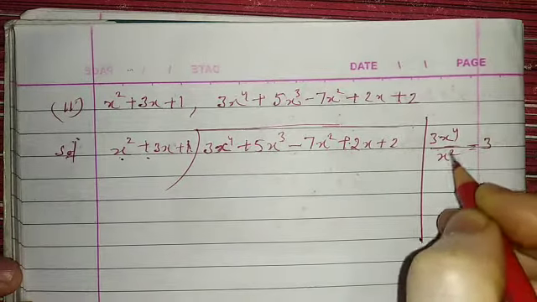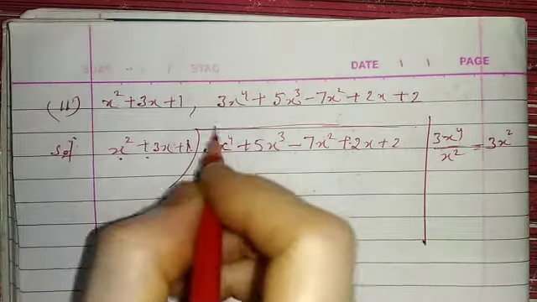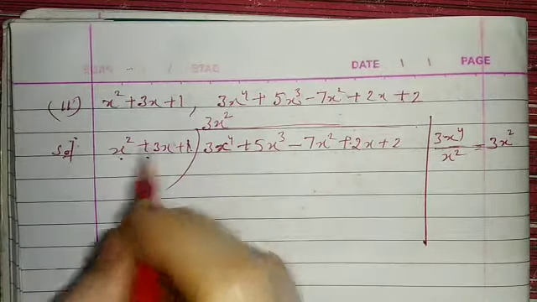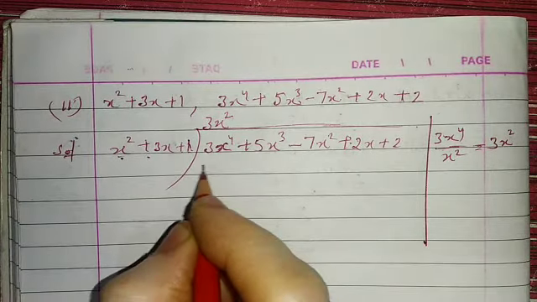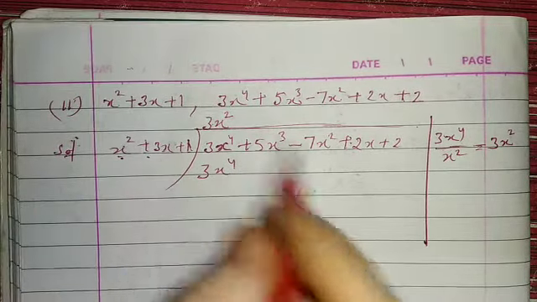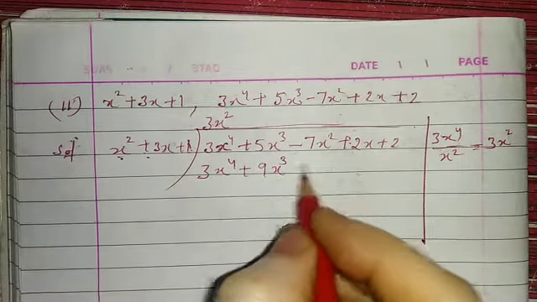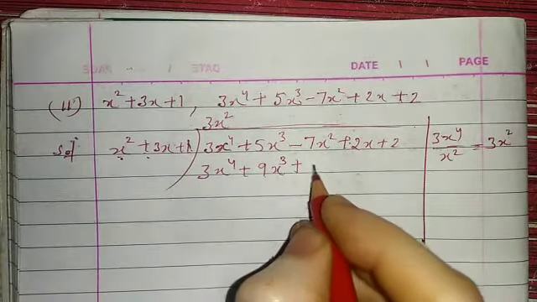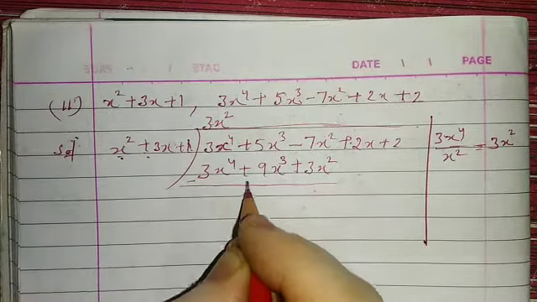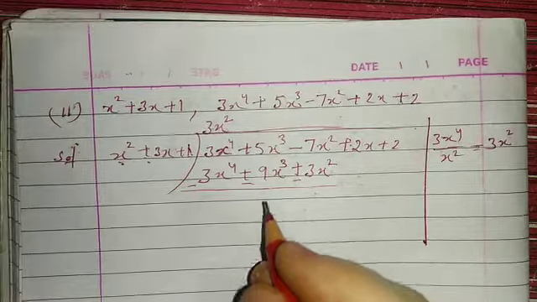You will get the first term of the quotient. x square is left, so this is 3x square. The first term will be 3x square. Now multiply 3 into x square, that is 3x to the power 4, then plus 3 3s are 9x cube, plus 9x cube, and then plus 3x square. So subtract it, minus minus minus. All the signs will be changed because you are subtracting.